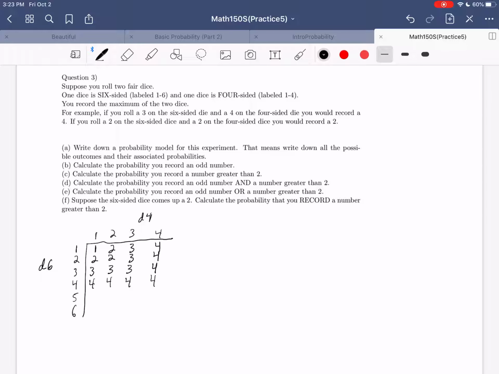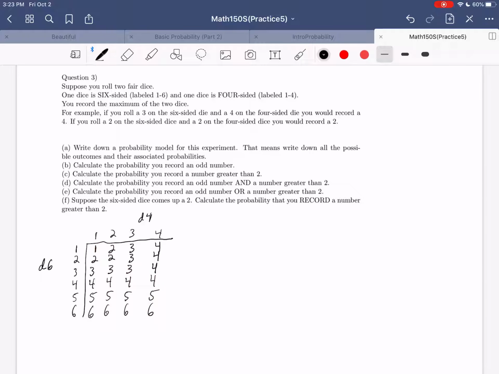Of course, there's no way you can get anything larger than 5 on the 4-sided dice, so 5 is always going to win out then. Same thing with 6 here. So, looking on the inside here, it looks like the possible results are 1, 2, 3, 4, 5, or 6.